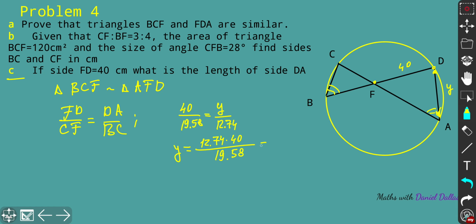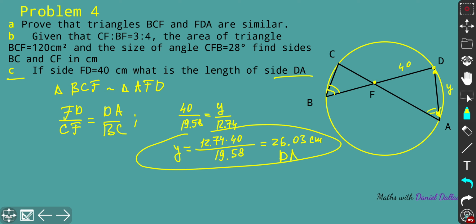So we've got the answer. It's 26.03 to 2 decimal places. That was the unknown side length DA. So this is the DA side, and this problem is done.